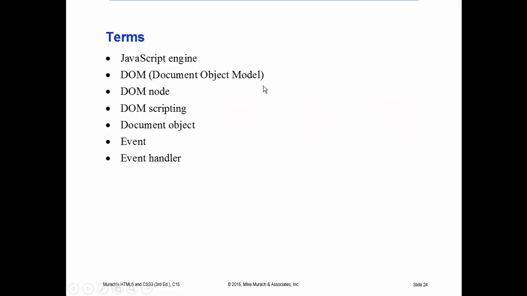So here are some terms you should be familiar with. The JavaScript engine, and that's basically what's going to run your JavaScript, and it's in the browser. The document object model, which we talked about. The DOM, which is made up of nodes. The code that you put in to get an element or do whatever, that's DOM scripting. What you're actually working on is the document object, and we just looked a little bit at what an event is and what an event handler is.